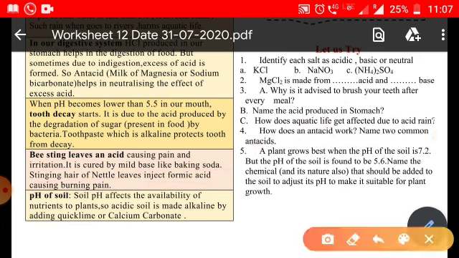Again, the pH of soils: most soils are basic, but when the pH is affected by the nutrients the plants take, the soil becomes acidic due to increased use of fertilizers. This can be neutralized by using quicklime, calcium oxide, or calcium carbonate.